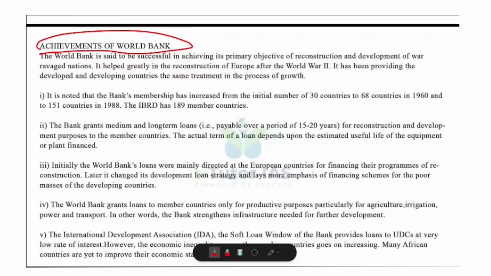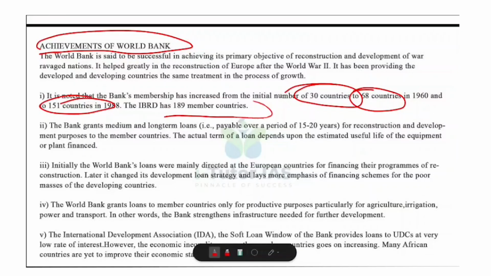So first, expansion of membership. It started with just 30 countries and it increased to 68 countries in the 1960s, 151 countries in 1988, and now it has 189 member countries. This shows the growing global trust and reach of the World Bank.